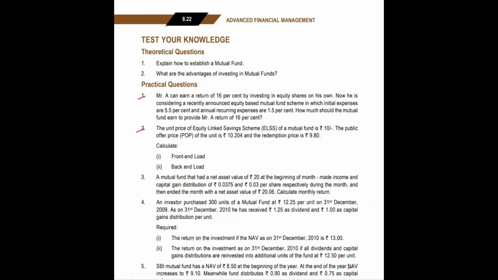Question number 3. A mutual fund that had a net asset value of rupees 20 at the beginning of the month made income and capital gain distribution of rupees 0.0375 and rupees 0.03 per share respectively during the month, and then ended the month with a net asset value of rupees 20.06. Calculate the monthly return. Okay, so we need to calculate the monthly return.